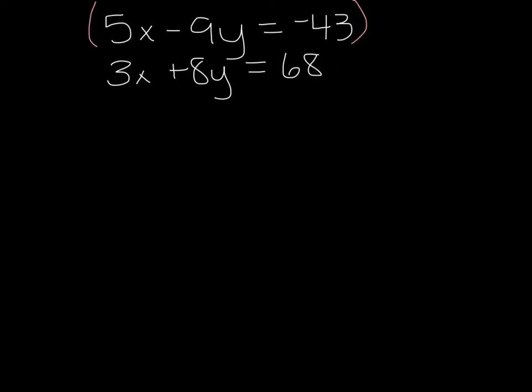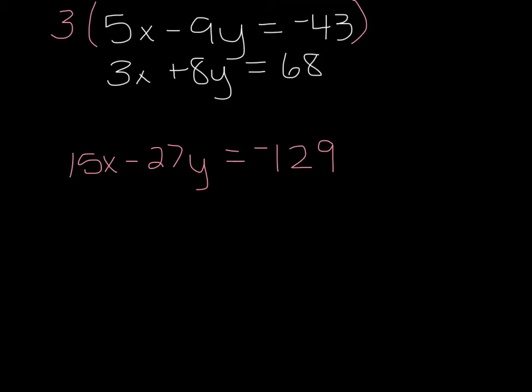So you want to think of a common number that you could multiply both 5 and 3 by to get them to cancel out, or in other words, the least common multiple. So 15 would actually work in this case. So 5 times 3 will give me 15. So I'm going to multiply the entire first equation by 3. So that gives me 15x minus 3 times 9 is 27y, and 43 times 3 is going to give me 129. Negative 129 in this case.